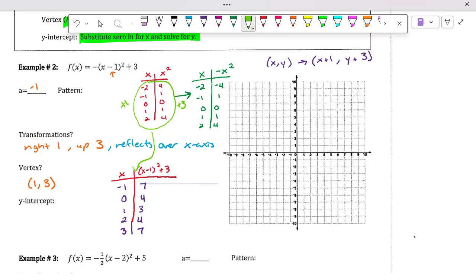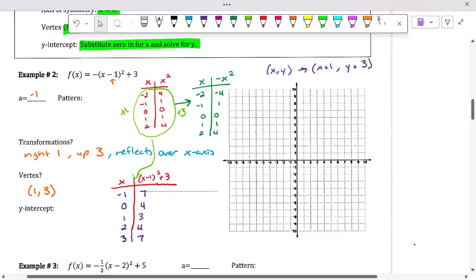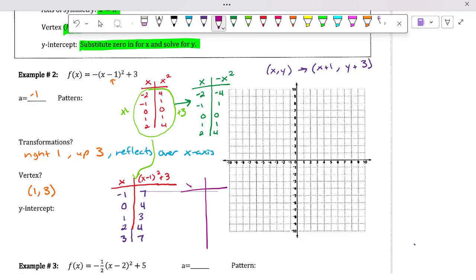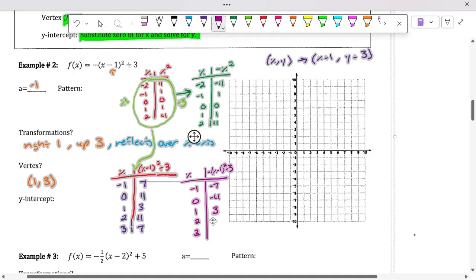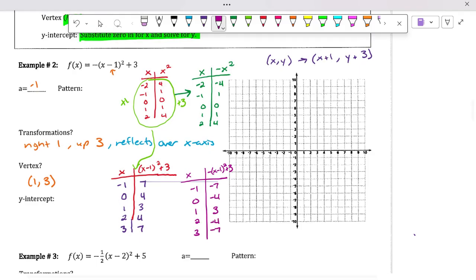Now, we can then apply our reflection. Again, we're just reflecting over the x-axis. So what's the only thing that changes? The y values. So if this is x and then our true function, negative (x minus 1) squared plus 3, negative 1, 0, 1, 2, 3. So this is now negative 7, negative 4. This is still 3 because it's the vertex. So the vertex is the only thing that doesn't change because it's the vertex. Negative 4, negative 7.